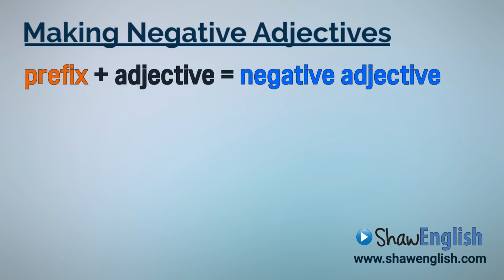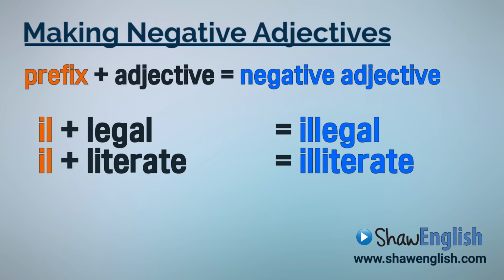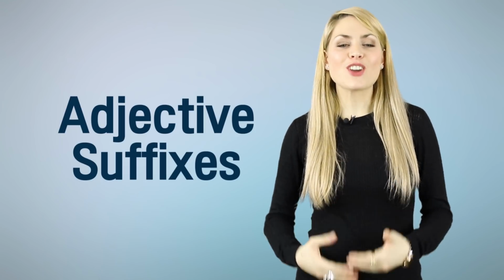And finally, the prefix il, like legal, illegal. Literate, illiterate. Logical, illogical. These are just a few examples, guys. There are so many other prefixes in English, but I hope you now have a better understanding. Let's move on. Let's now talk about suffixes.